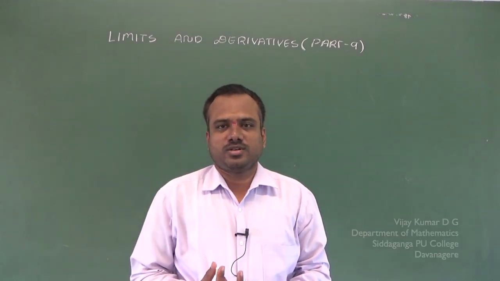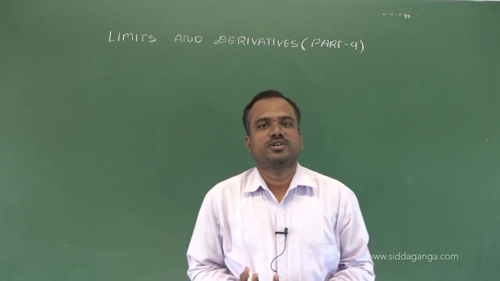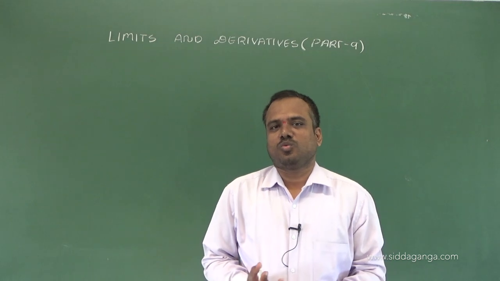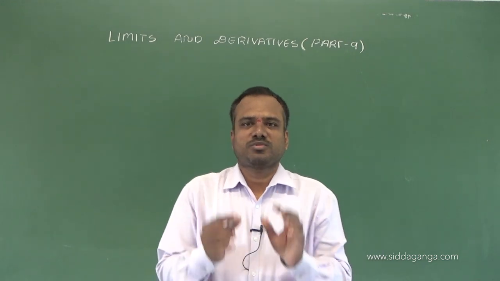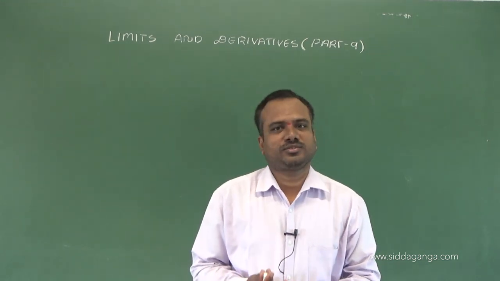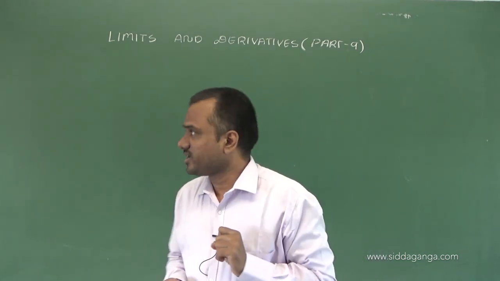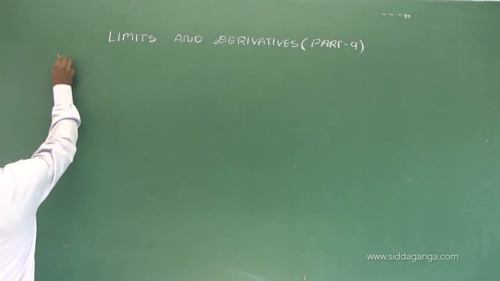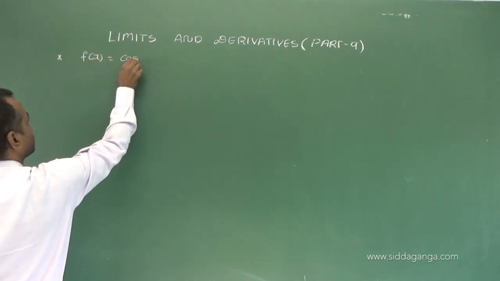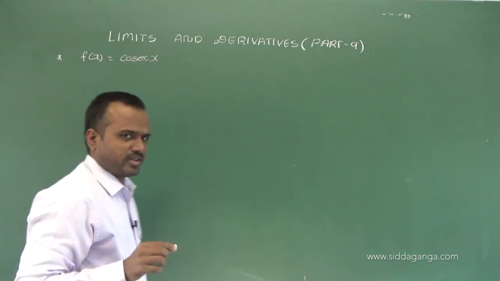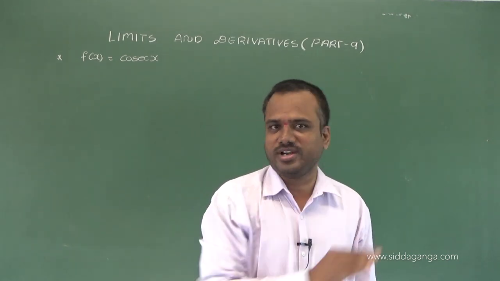Hello students. In the last class, we discussed the first principle method for trigonometric functions. One trigonometric function I left as homework for you. I think some of you already did it. Today, I will solve that function first. The function is cosecant x, correct? f of x is equal to cosecant x. Somebody already solved it, I think, and found the derivative of cosecant x.